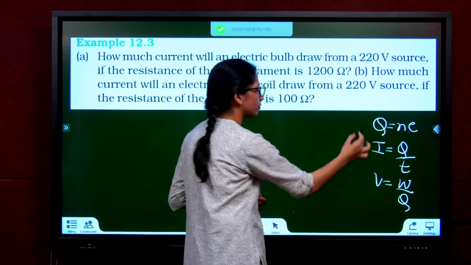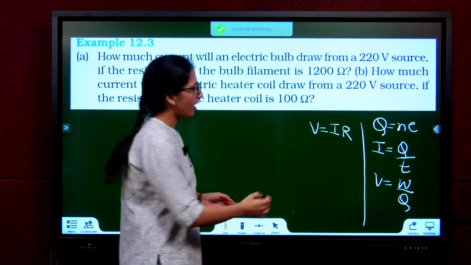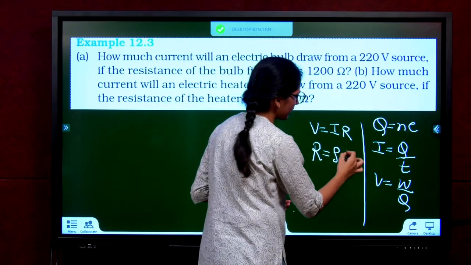Then we came to Ohm's law. We learned V is equal to IR. And finally we reached R is equal to rho L by A.